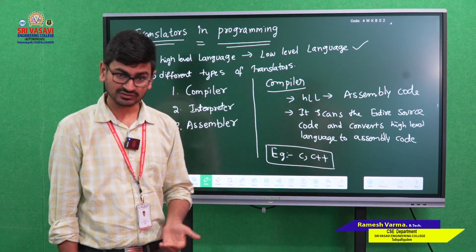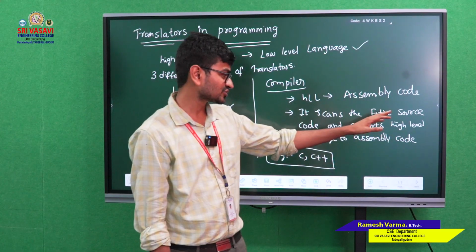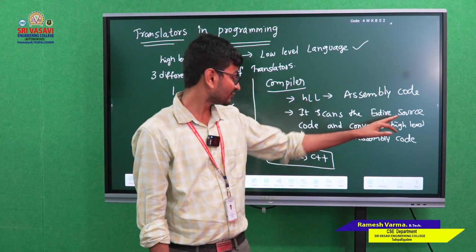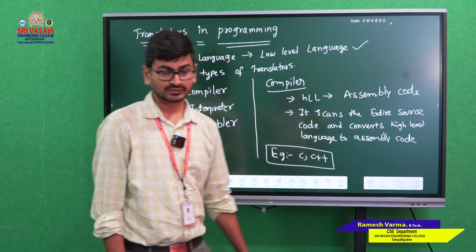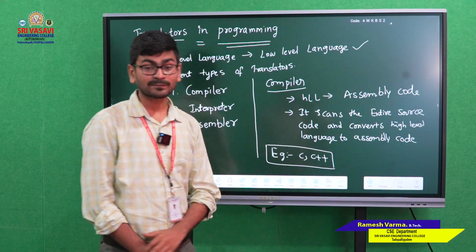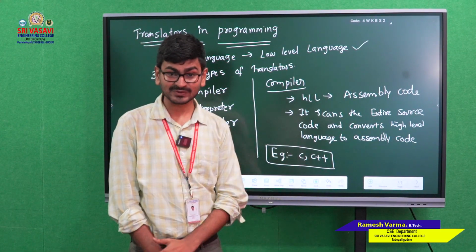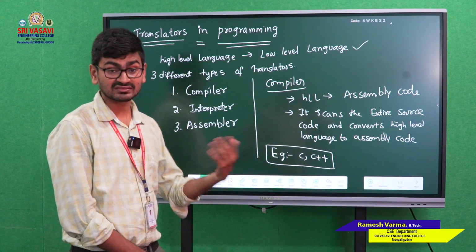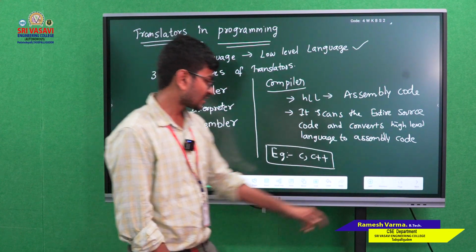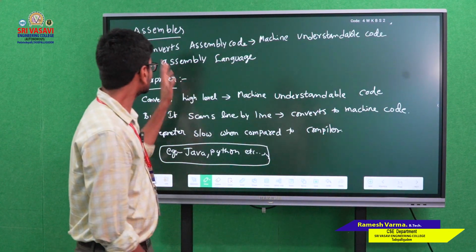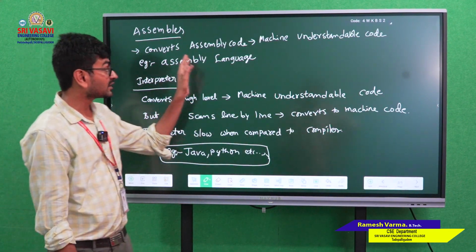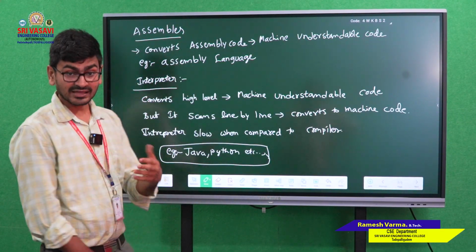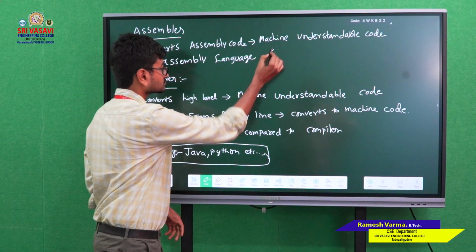In our case it is a .c file, and this .c file can be given to the compiler, and the compiler will convert high level language to assembly code. The examples of compiler languages are C and C++, and Java is both compiled and interpreted language, which we will see in the future slides. Now let's go to assembler. Assembler converts assembly language to machine understandable code, and the example is assembly language.